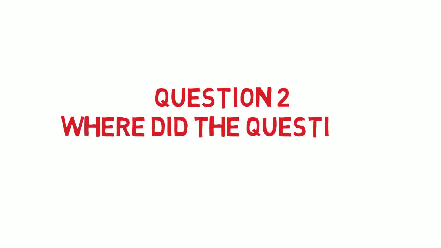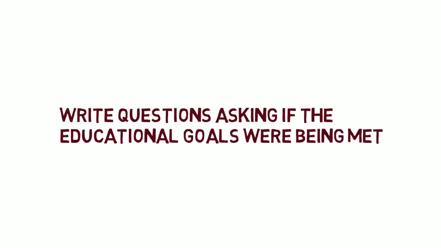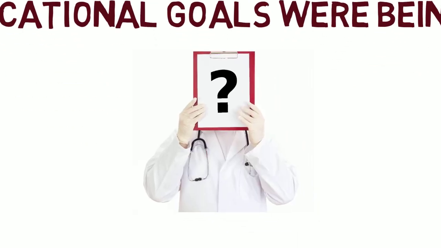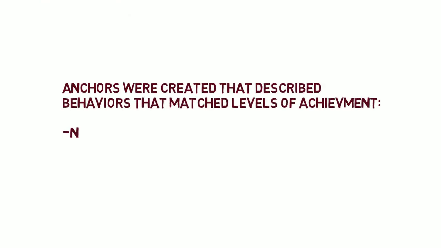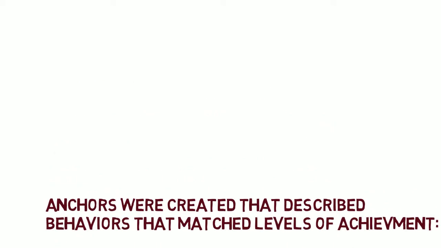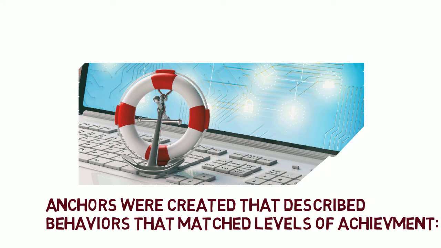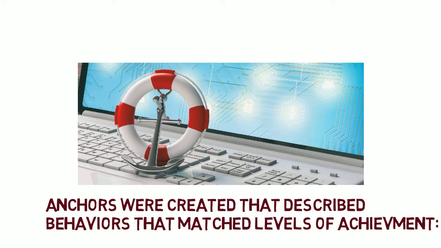Question 2. Where do the questions come from? You. We met with rotation representatives to create questions that asked if the educational goals for the rotation were being met. Then, 5 anchors were created that describe behaviors that match levels of achievement. Anchors 1 and 2 describe behaviors in need of further attention. Anchor 3 describes competence, and anchors 4 and 5 describe behaviors beyond what is expected.